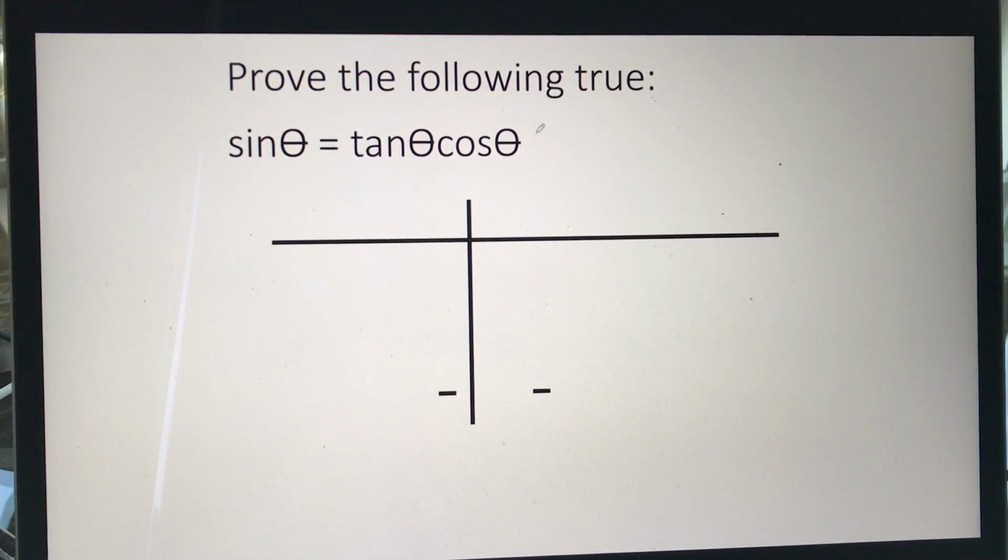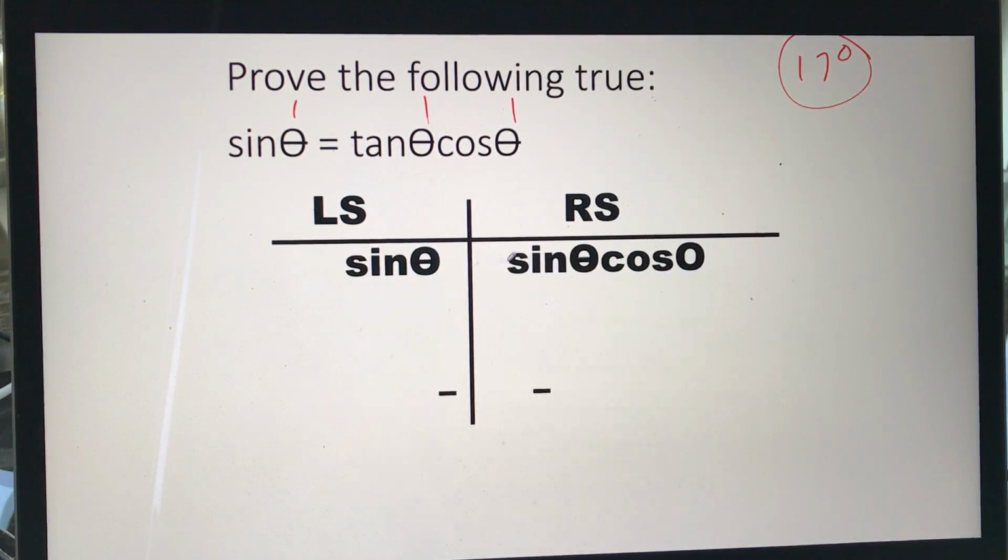So for example, prove the following true: sine theta equals tan theta cos theta. Again, if you picked 17 degrees and you plugged it in everywhere for theta, you would show it is true for that angle. But we have to show it's true for everything. So here's our strategy. I have a left side, I have a right side. I have sine theta on my left, I have tan theta cos theta on the right.